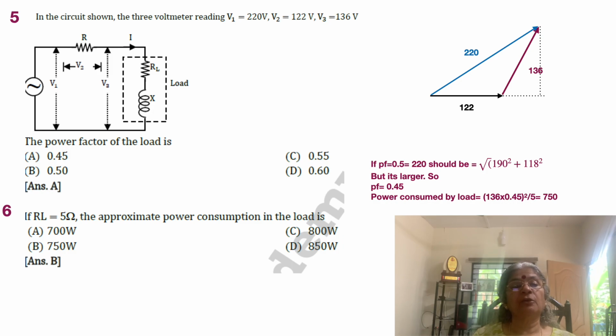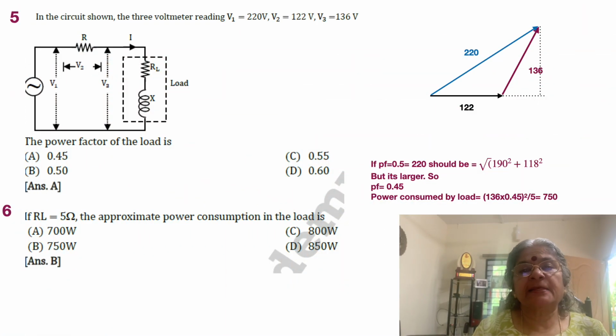So the circuit shows 3 voltmeter readings: V1 is equal to 220 volt, V2 is equal to 122 volt, and V3 is equal to 136. A rough diagram has been drawn just to drive in a particular concept. So we have 136, 122 and 220 making up a triangle. The 136, based on the load, has a component which is in phase with 122, or the voltage across the resistor, and there's another component which is at 90 degrees with this. So we have 2 components.